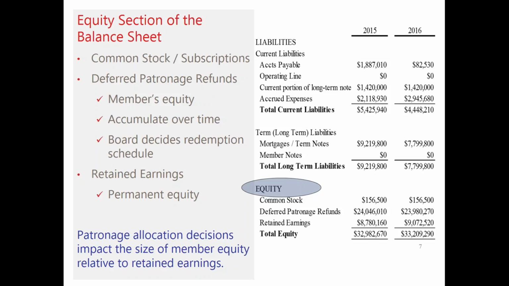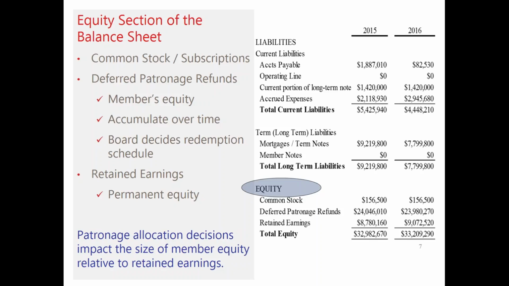Those accumulate over time, and this accumulates as a result of board decisions. And those are eventually redeemed to the membership, and the board decides that redemption schedule, or how quickly that's redeemed. The final part is the retained earnings, and if you recall from the last slide, retained earnings result from profitability that's not allocated specifically to membership.